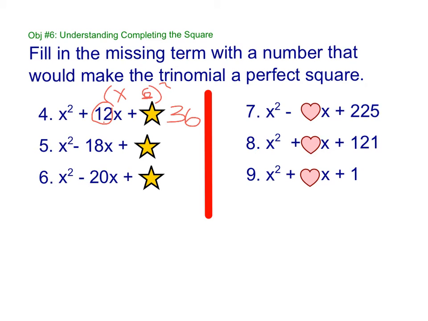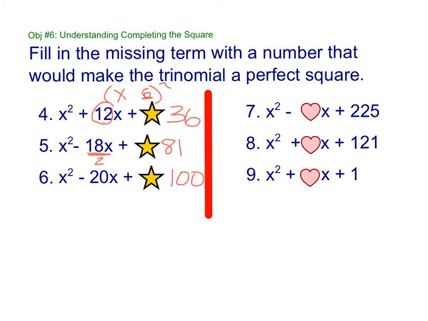x squared minus 18x plus. So again, divide by 2. That gives us 9. 9 squared is 81. Half of 20 is 10. 10 squared is 100.